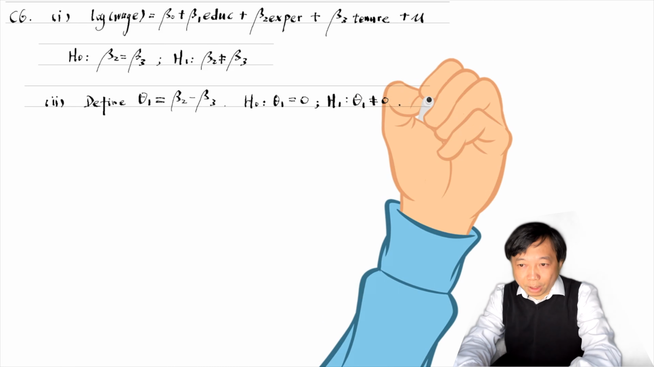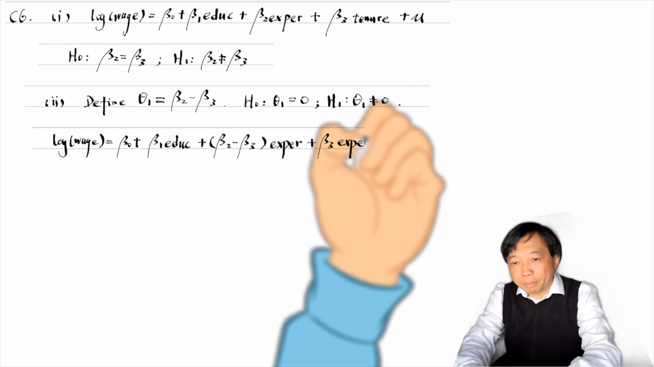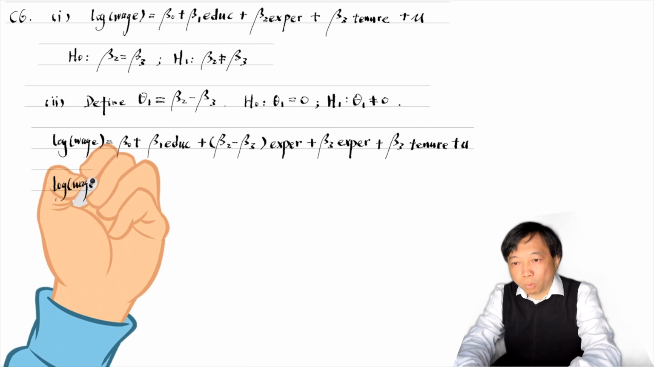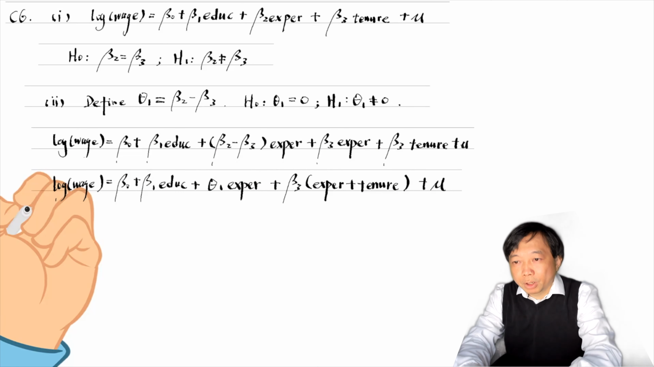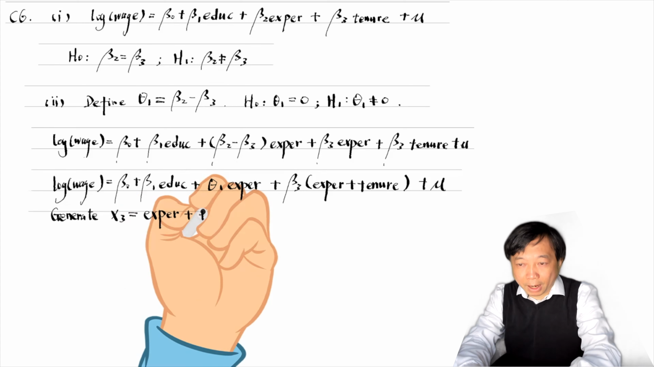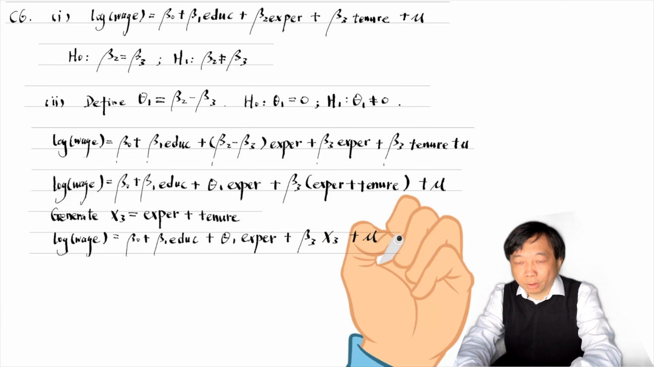We rearrange the variables so that the model contains the parameters beta 0, beta 1, theta 1, and beta 3. We generate the new variable x3 equal to the sum of experience and tenure. We then regress the log of wages on education, experience, and x3. The coefficient on experience is theta 1.